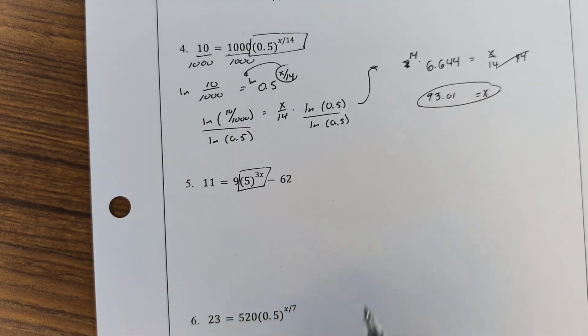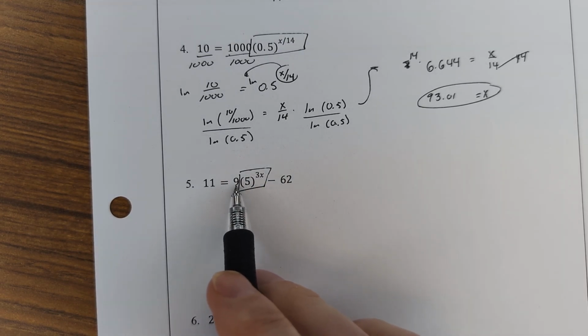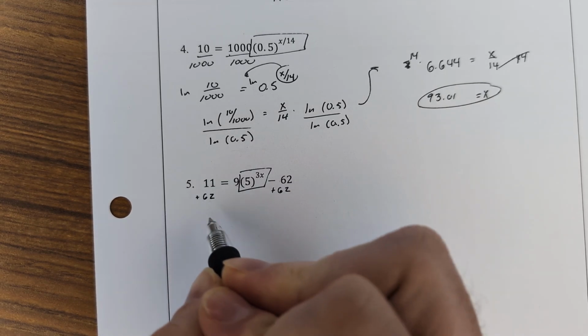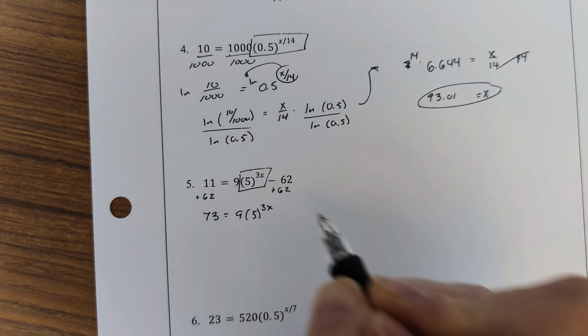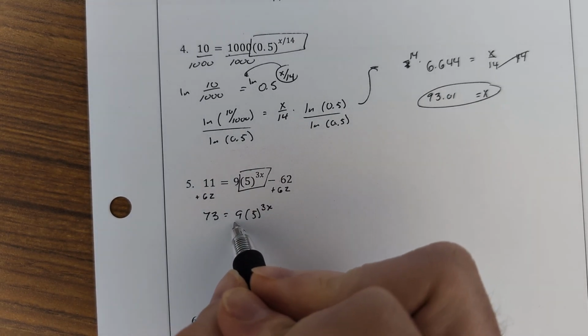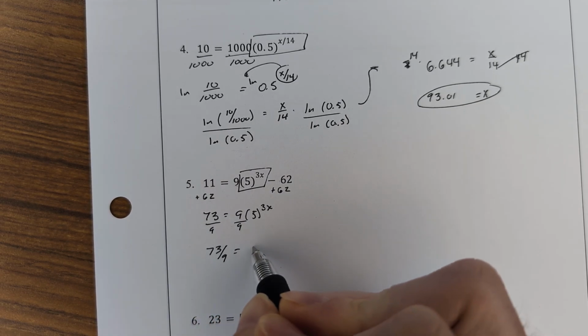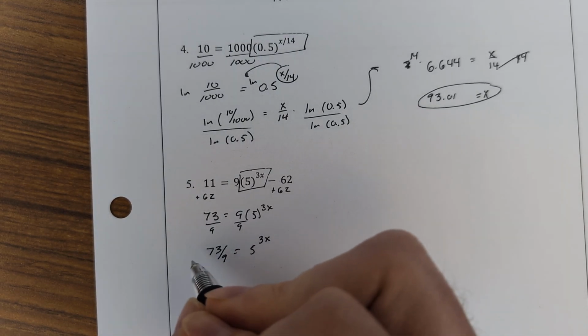Okay, number 5 does add one extra step, and that's the 62. My goal is still to get that by itself, so this acts like a 2-step for now. I need to get rid of any multiplication or addition and subtraction, but addition and subtraction have to get moved first. So in this equation, I add the 62 across, and now it looks like all the ones we're doing, so divide everybody by 9. So 73 over 9 equals 5 to the 3x. Once again, once that 9 is gone, I don't need the parentheses.